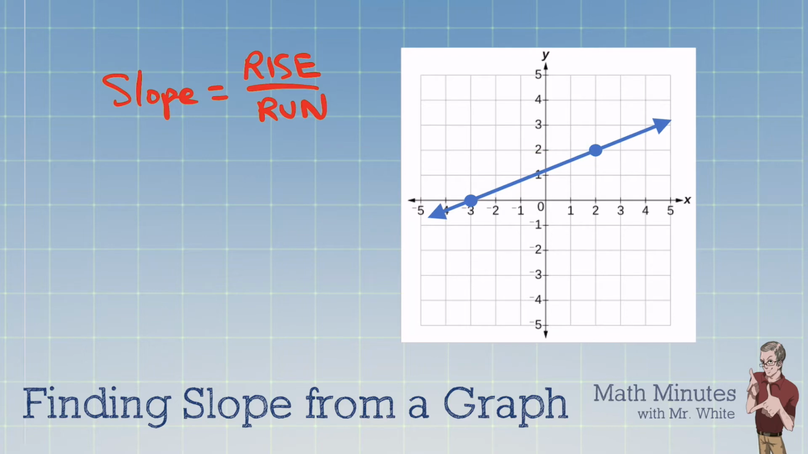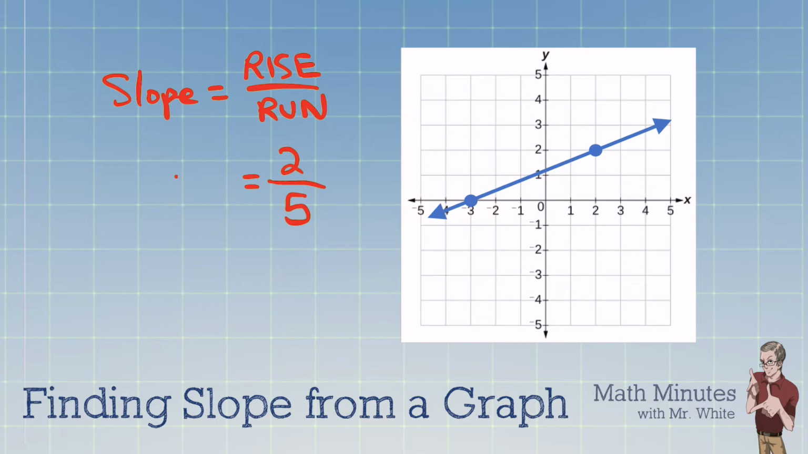So the rise is, count those blocks. How many is it? It looks to me like it's 2. The rise is 2, and we're going to create a fraction, and on the bottom is going to be the run. So we're going this amount. So let's count. We go 1, 2, 3, 4, 5 to the right. So the slope is going to be 2 over 5.